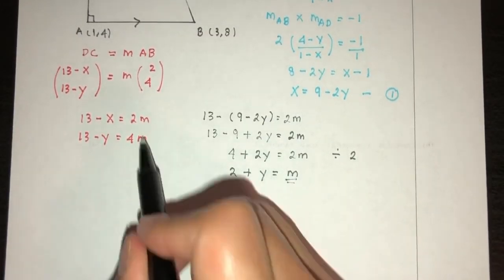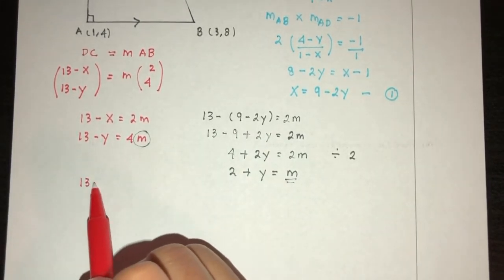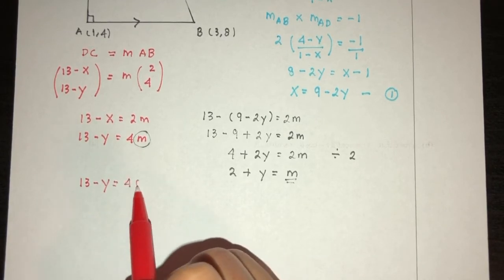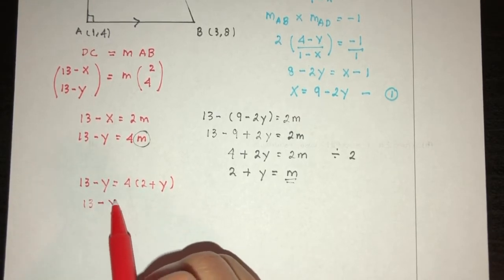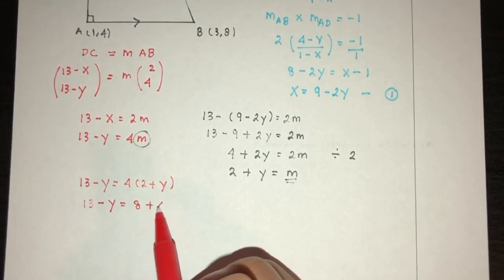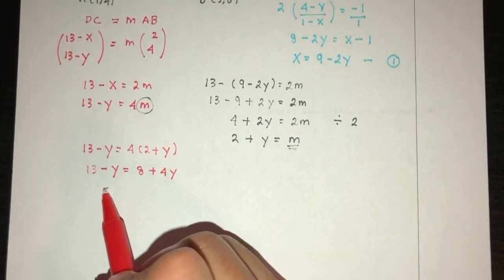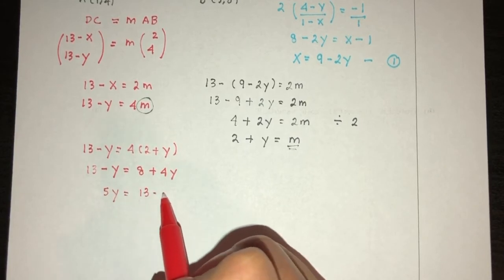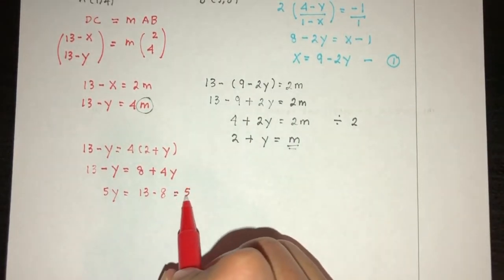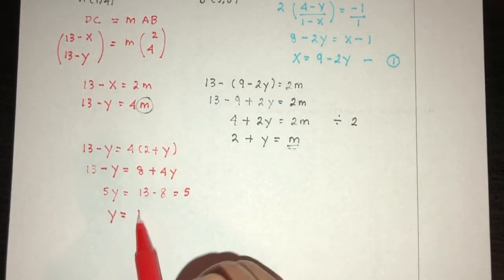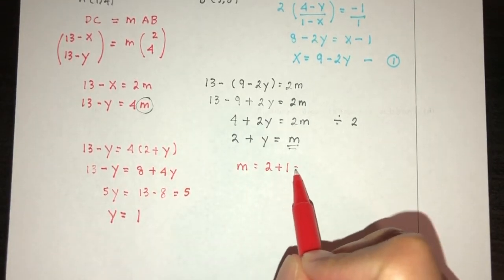Now replace this m to see what happens. So you will have 13 minus y, and 4 times m will be 2 plus y. You have 13 minus y is equal to 8 plus 4y. So now we can send this over here. You will have 5y is equal to 13 minus 8. So 13 minus 8 will be 5. So y has to be the value of 1. Okay, so m will be 2 plus 1, which is 3.